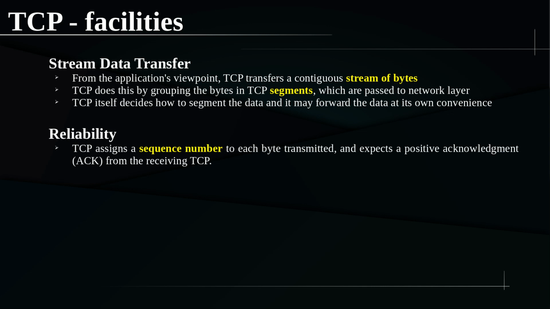And regarding the reliability aspects of TCP, TCP assigns a sequence number to each byte transmitted and expects a positive acknowledgement from the receiving TCP. Positive acknowledgement has been extended with selective acknowledgement and so on, but at minimum it will expect a positive acknowledgement. As soon as the TCP entity gets a positive acknowledgement, it will assume that the data successfully reached the receiver. And if it is not getting it, it will try retransmission, and that is how it provides reliability.